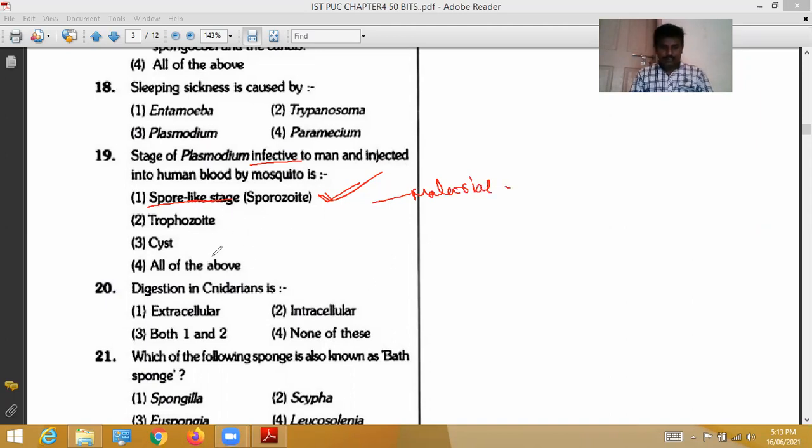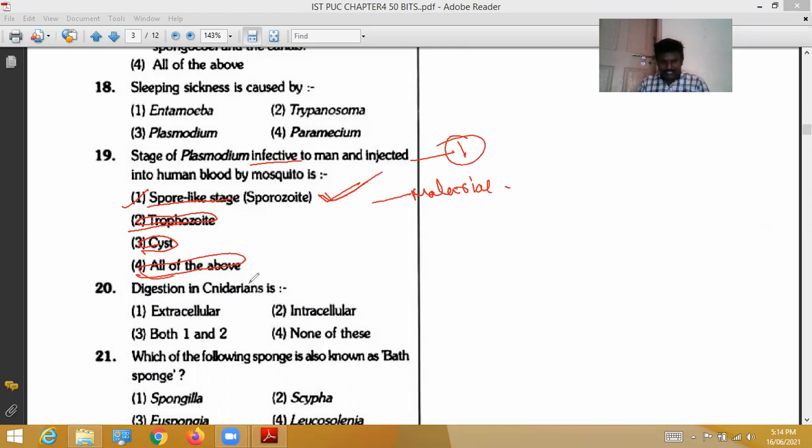So for the 19th question, let's see which one is correct. Trophozoite does not cause infection. Cyst is not it. All of the above is not it. So the correct option is the first one. It is the malarial parasite. It causes malarial disease.